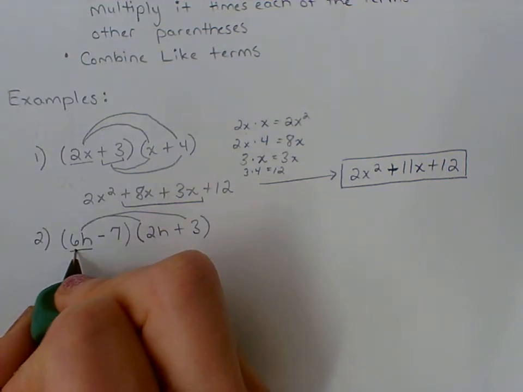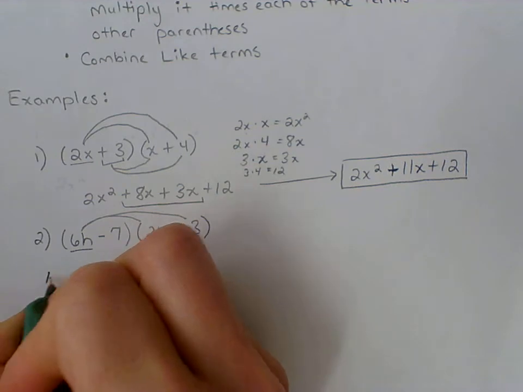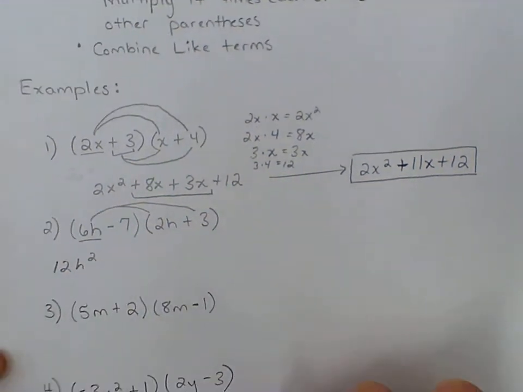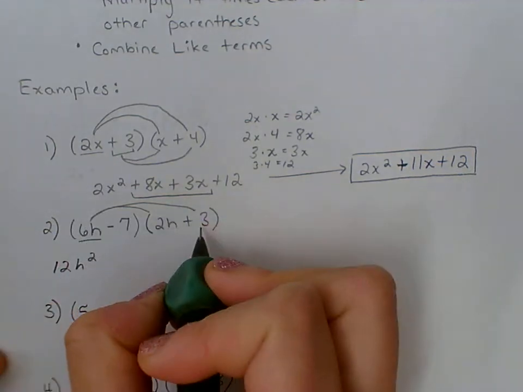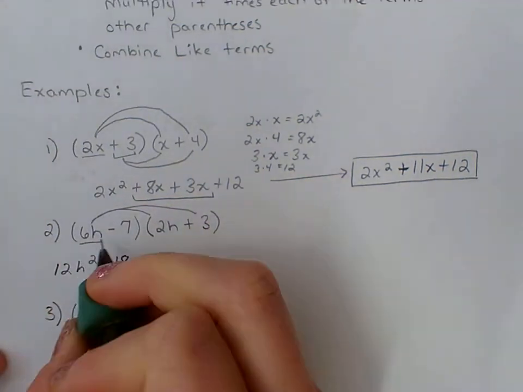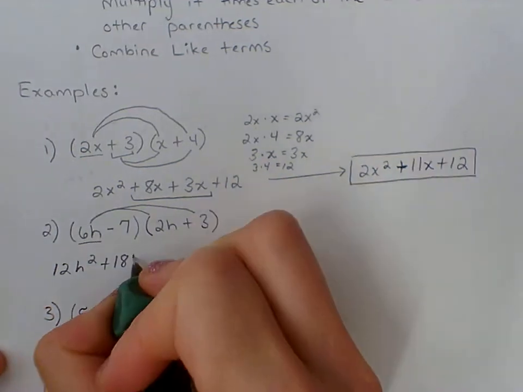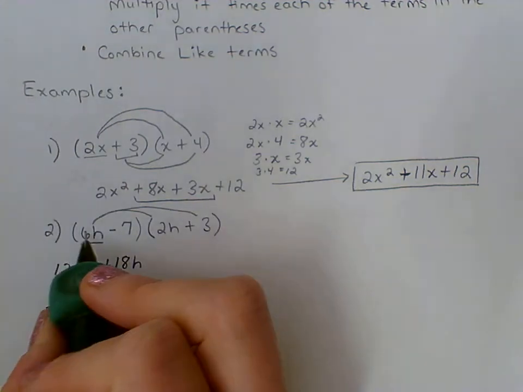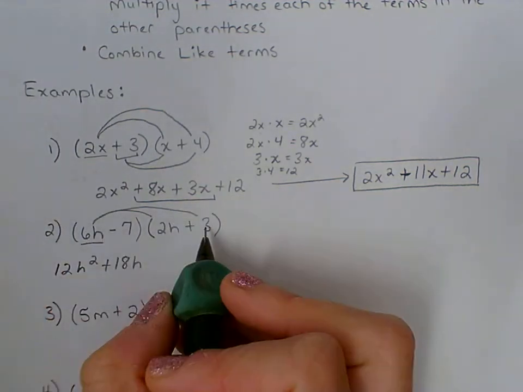So we'd have 6h times 2h, so 6 times 2 is 12. And then h times h ends up being h squared. And then 6h times 3, well, 6 times 3 is 18. And then the h doesn't have anything to multiply with, so it just comes over. And then we're done with our 6h because we've distributed it to everything.